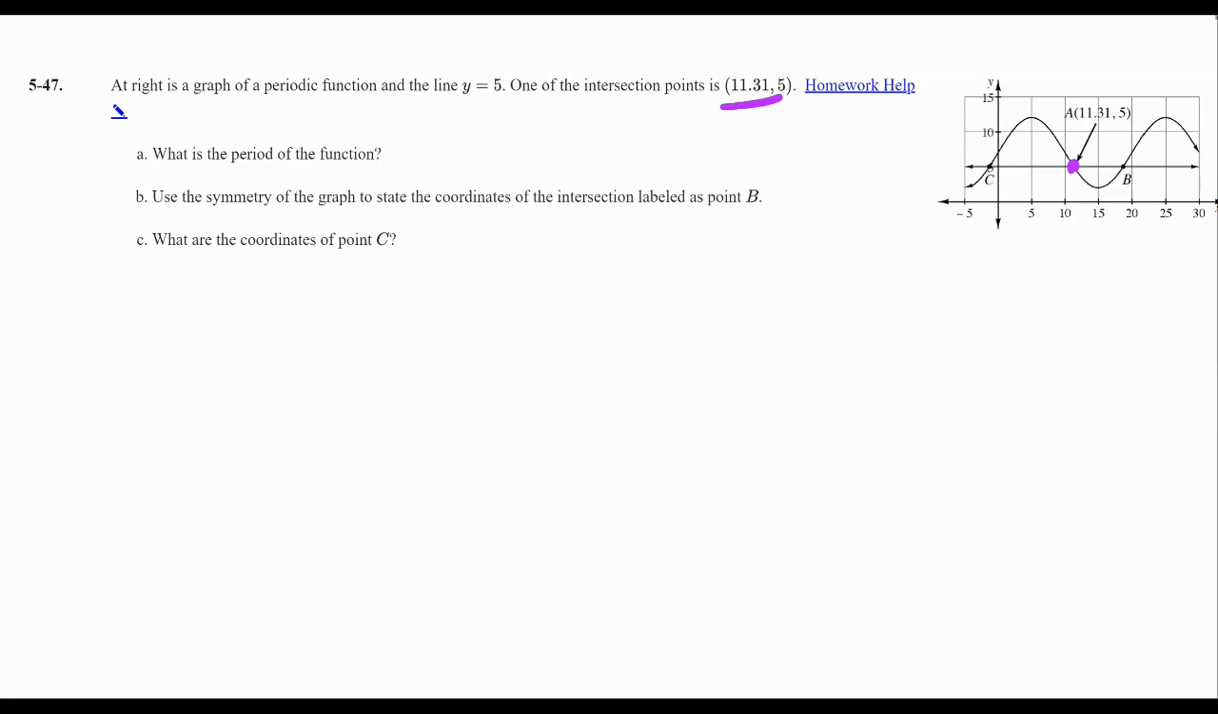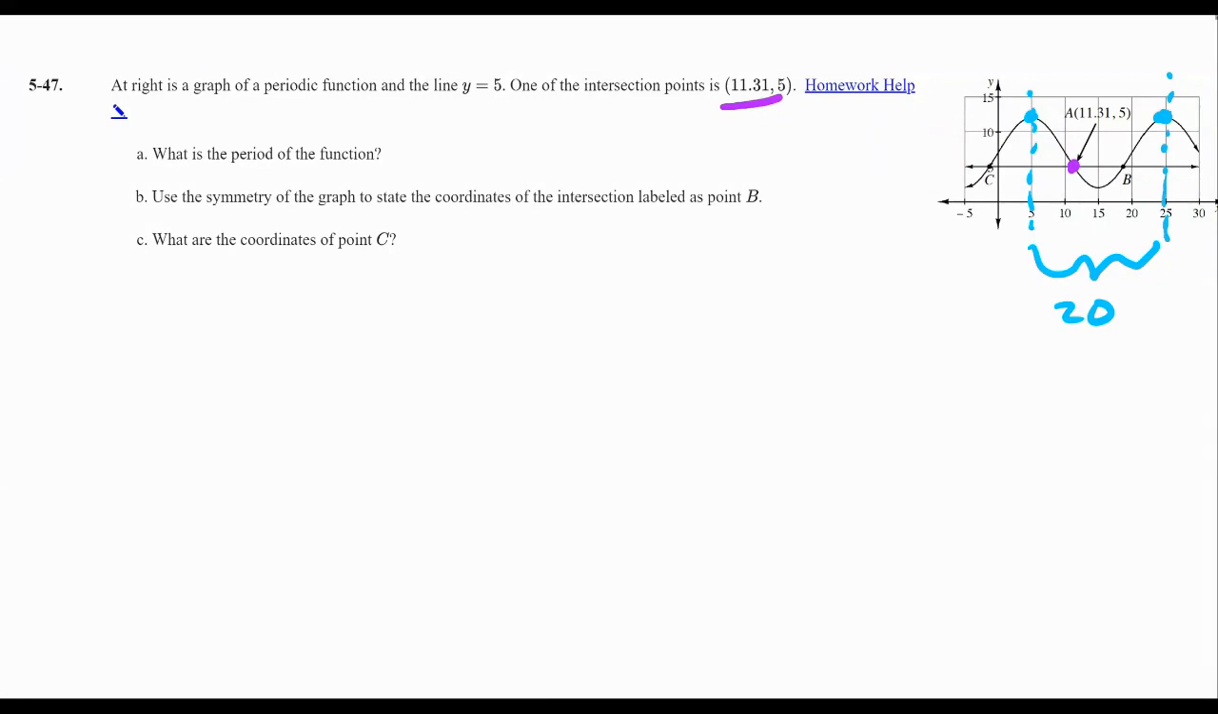Now we could use that (11.31, 5), but that's super random and in the middle of nowhere and not super helpful. I want to know where it starts to repeat. With these sine or cosine functions, if we start at the top and go all the way back to the top at these two blue points, that's where it starts to repeat. That's one period between these two points. So my period here is from 5 to 25, so 20 units until it starts repeating over and over again. If we add 20 to the x value, that's where we start to repeat.